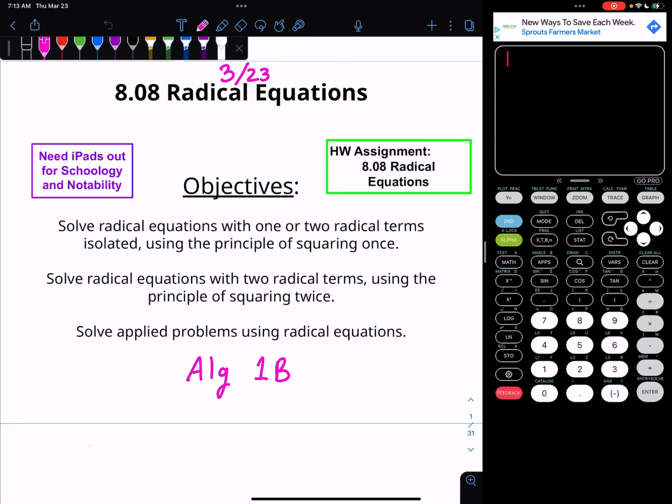Hello students, this is 8.08 Radical Equations. So today we are solving radical equations.